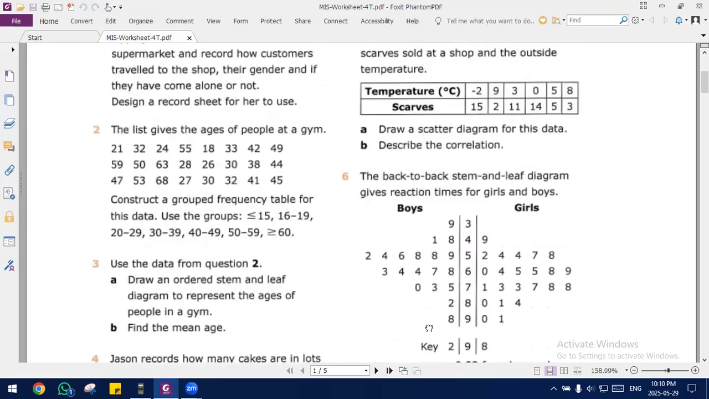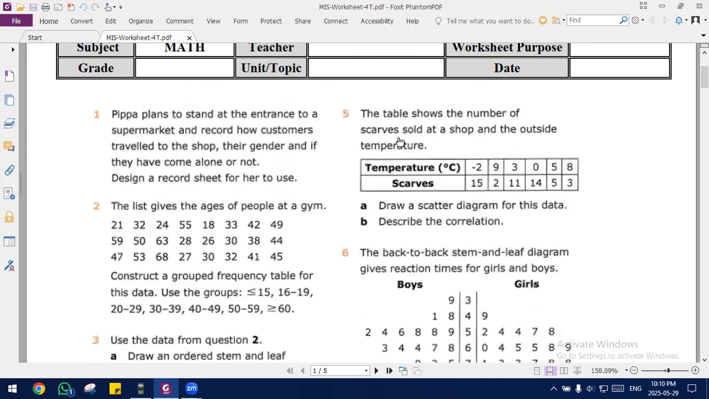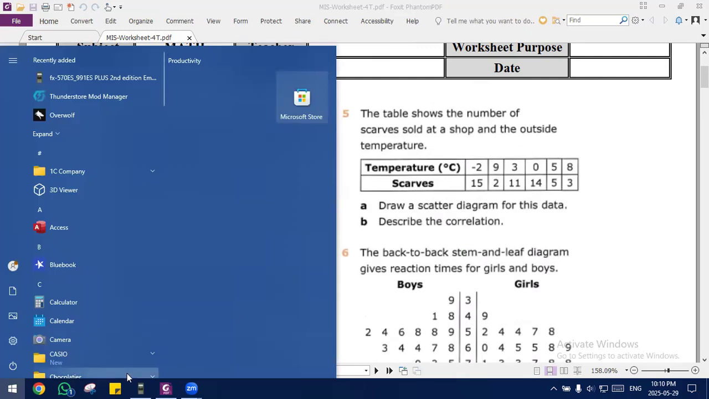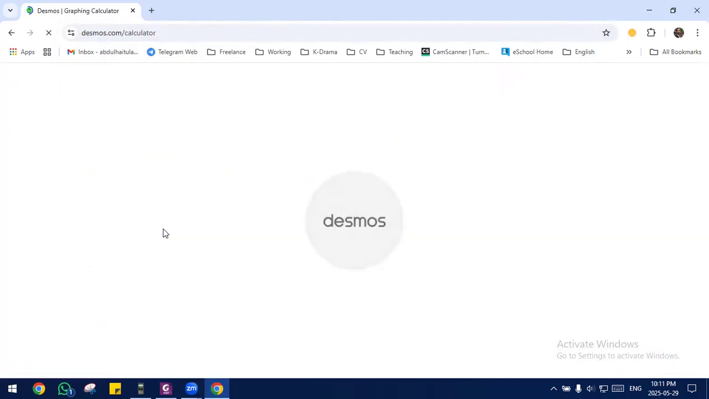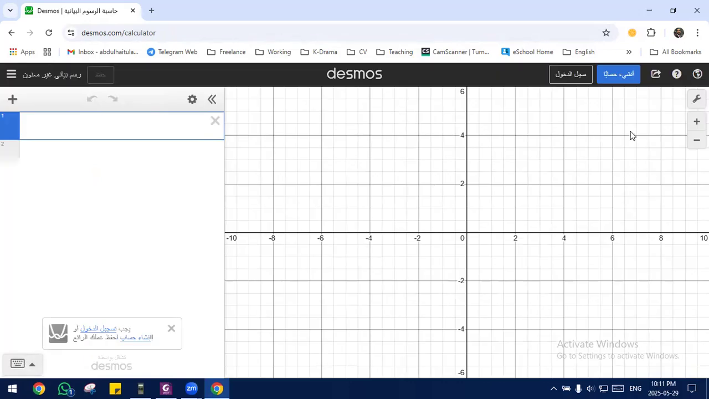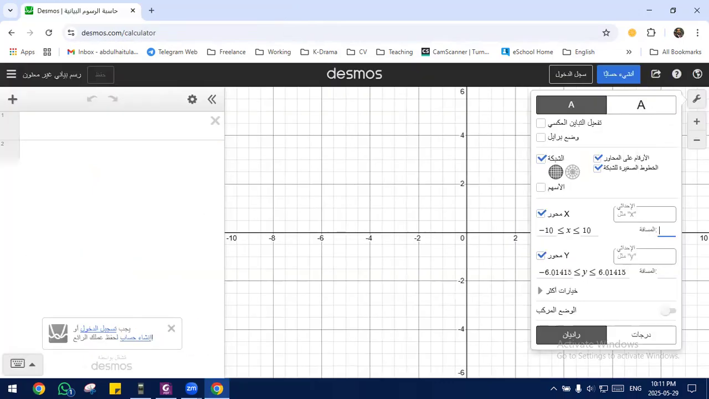Now question 5. The table shows the number of scarves sold at a shop and the outside temperature, okay? So we have the temperature, minus 2, 9, and so on, and then the number of scarves. Draw a scatter diagram for this table. Now for this one, I will open this mouse. It helped me to draw a graph. So this mouse has a grid, because it needs a coordinate grid for the scatter plot.